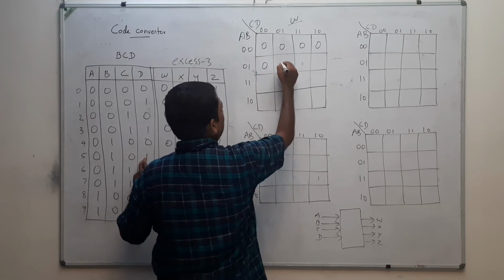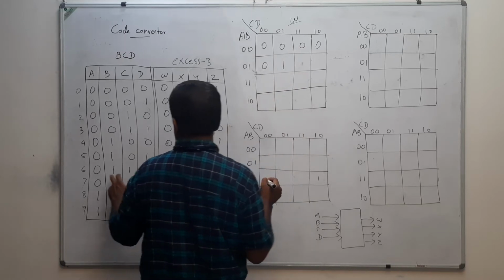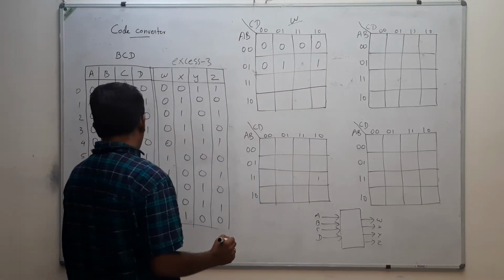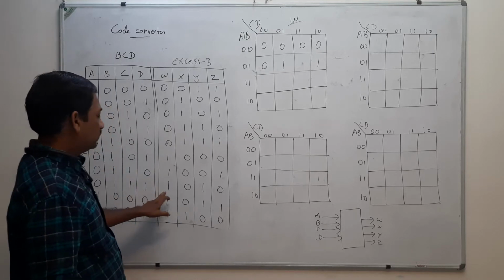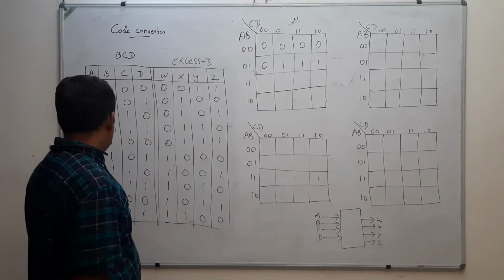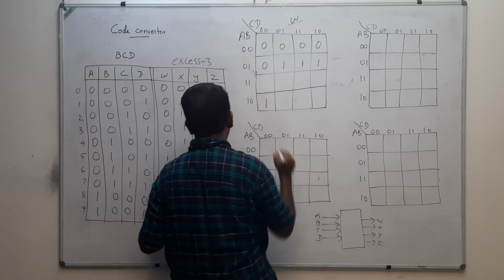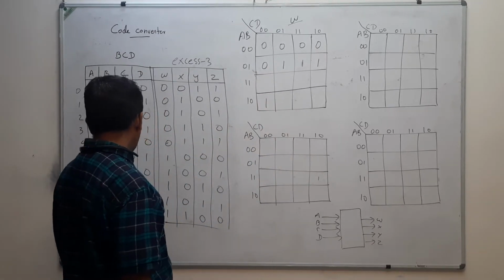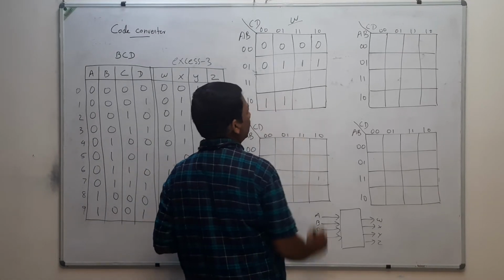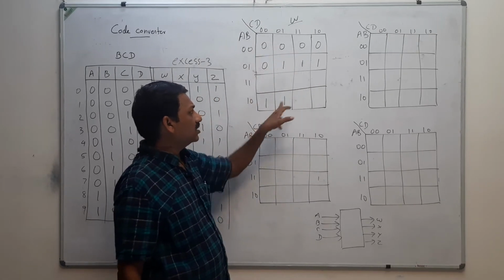0, 1, 0, 1, it is 1. 0, 1, 1, 0, it is 1. 0, 1, 1, 1, it is 1. Then 1, 0, 0, 0, it is 1. Then 1, 0, 0, 1, again it is 1. Now for all the cases, these are marked zeros and these are marked ones.